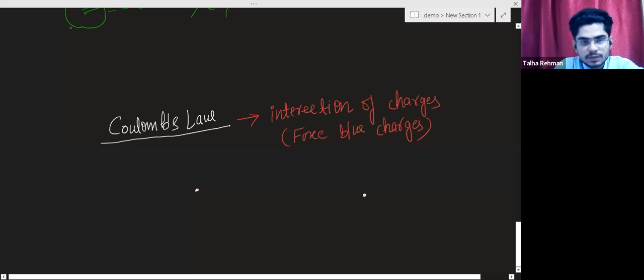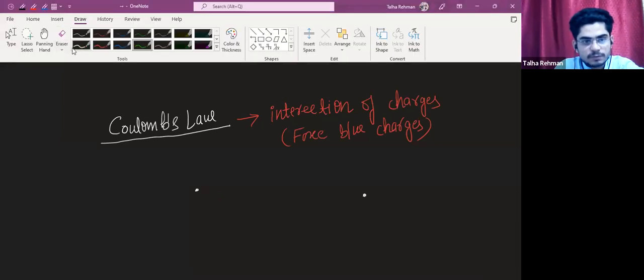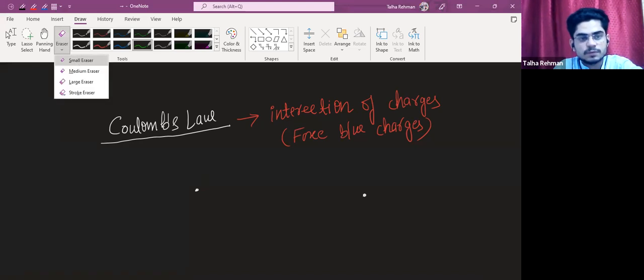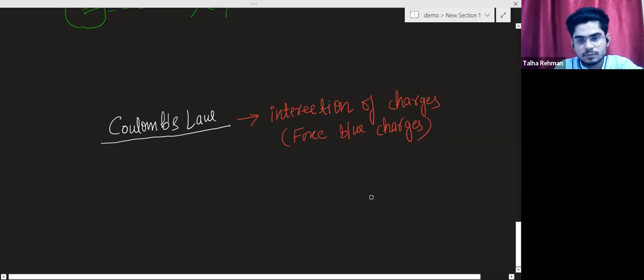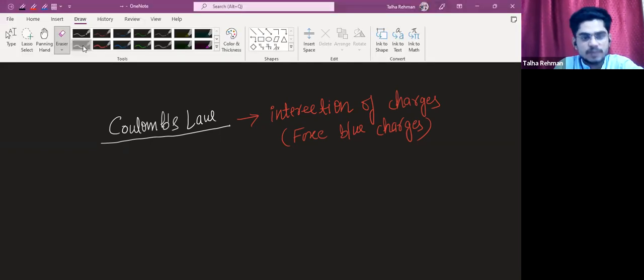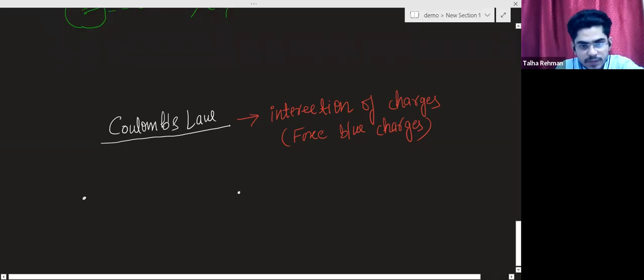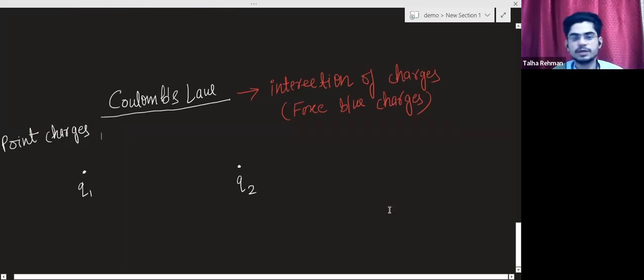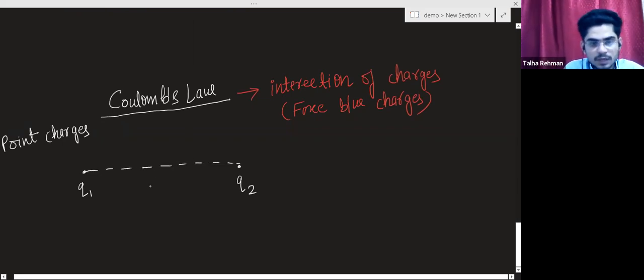Suppose, what Coulomb has done is, Coulomb says take two charges and these two charges should be point charges. This is Q1 and this is Q2. I am supposing this as Q1 and Q2. And these charges should be point charges. This is important. And suppose these charges are separated by some distance. Suppose this is R.